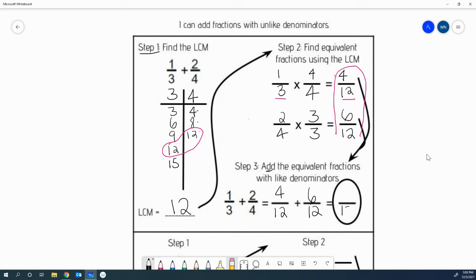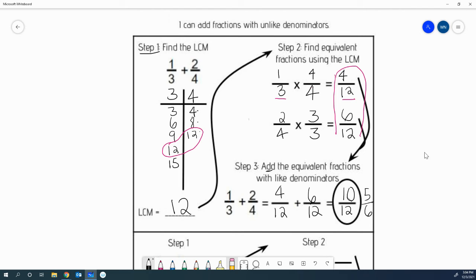I'm going to bring over my 12 because you do not add the denominator. You just bring it over. And then we're going to add 4 plus 6 is 10. I did give you some room on some other pages to simplify. You would need to simplify this answer. We could divide both numbers by 2 and get 5/6. So your answer would be 5/6.